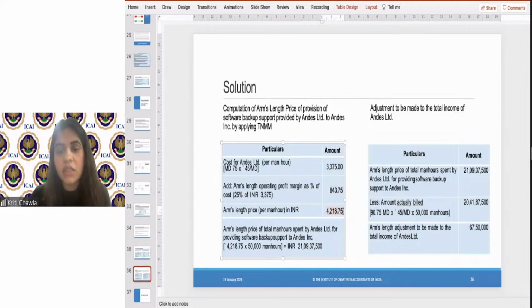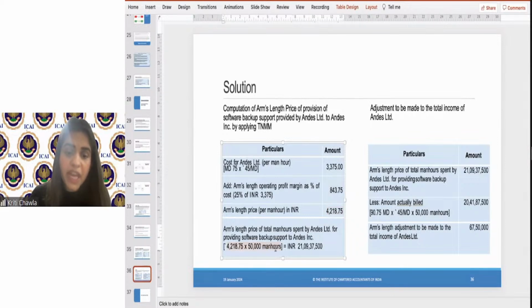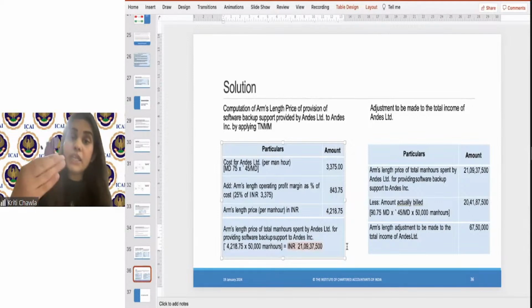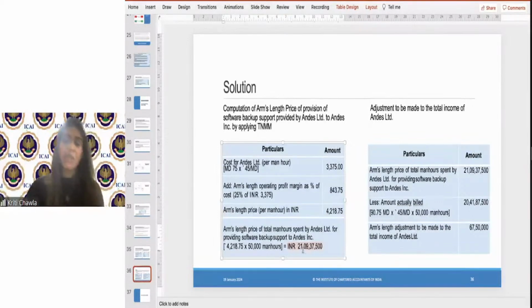So the arm's length price is going to be 4218. That means the cost plus the margin, which is 4218.75. And then 4218.75 multiplied by the total number of man hours. That means the total arm's length price that we should bill Andes Inc. is 21.09 crore INR. So this is what we should actually be charging them.